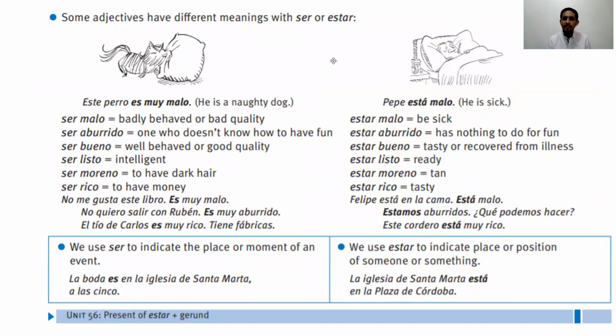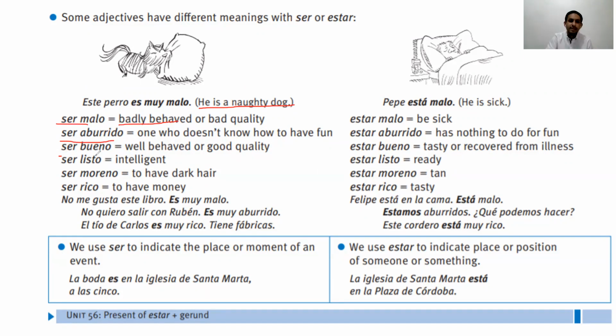So we have here, some adjectives have different meanings with ser or estar. So este perro es muy malo. So he's a naughty dog. He's a bad dog. Let's say like that. Let's say that it's related to his behavior, right? So we have here, ser malo means badly behaved or bad quality, right? So this dog is bad. He's badly behaved. So we say ser aburrido. One who doesn't know how to have fun. Yeah, it's like saying in English, she's boring, he's boring, right?